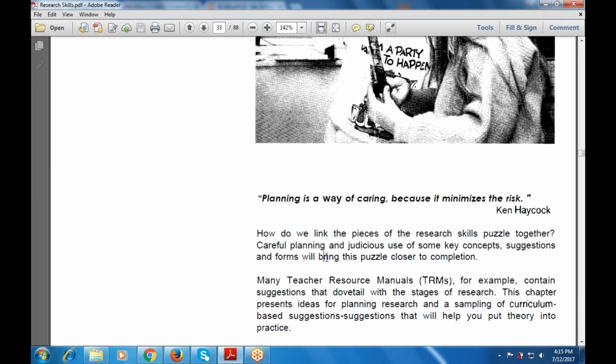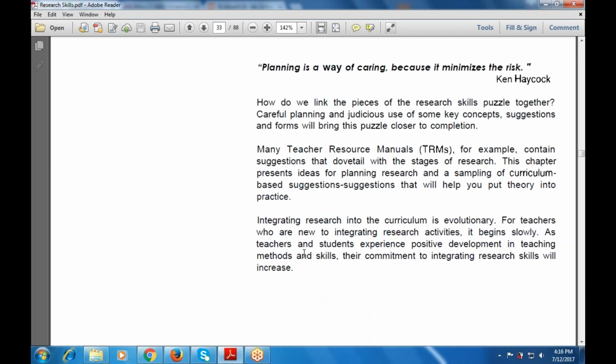Whatever the skills, resources, and possible criteria, they will be used with the key concepts, suggestions, and forms. Many TRMs, that is the teacher resource manual or material, for example, contain suggestions for use with the stages of research, and that is how the curriculum-based solutions help you put the theory into practice. And integrating research into the curriculum is also evolutionary.